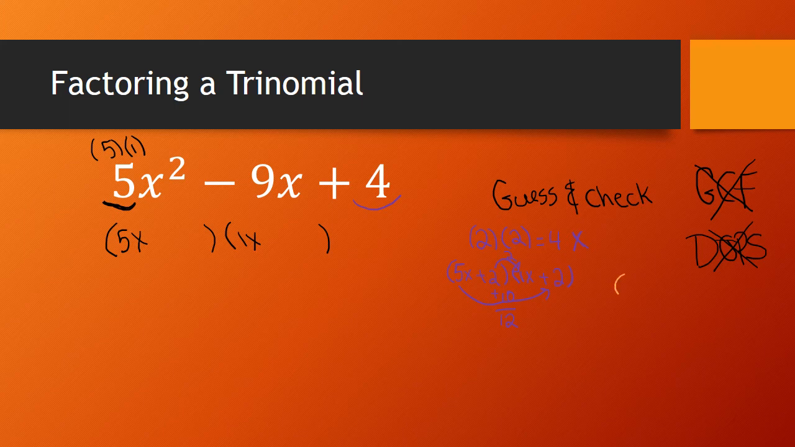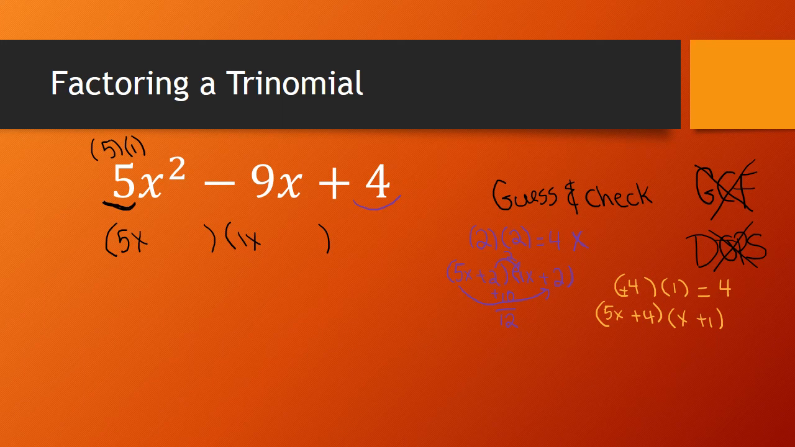So this time I'm going to try 4 and 1, because 4 times 1 is 4. So this is my second guess. I'm going to have to set up the binomials again to find out if my guess is correct or not. So I'm going to have 5x plus 4 and 1x plus 1.